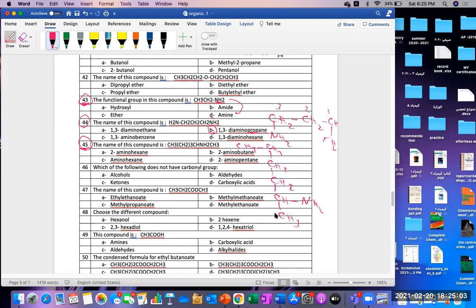So if you start numbering, I will start numbering from this one or from the right, so it will be 1, 2, 3, 4, 5, 6. So it will be 2 for the amine group, and we have the chain of 6, so it means it's hex. This one should be this one or this one, because the chain is 6 carbon atoms, so it will be hexane, and we can take it without a number for the amine group, so it should be 2-aminohexane. Any questions?